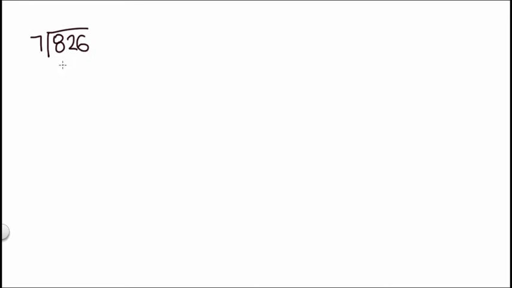So I can just first look at how many hundreds of sevens I could put in. So if I put 100 sevens, then I have 700, right? And if I subtract that out, now I only need to worry about 126 more. And I still need to figure out how many sevens I can put into 126.